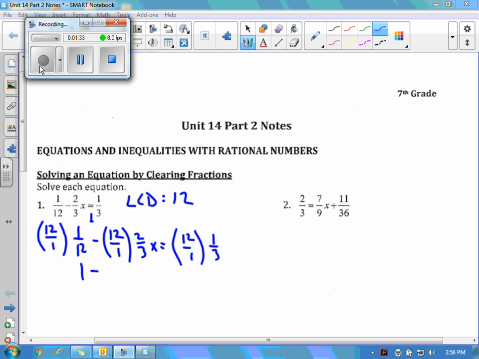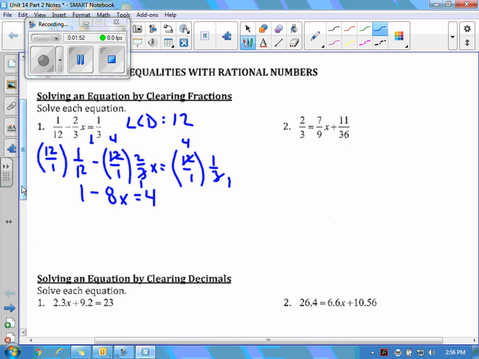Here I can simplify 12 and 3, so 3 divided by 3 is 1. 12 divided by 3 is 4. So when I do that, I'll get 8x. And then 3 divided by 3 is 1. 12 divided by 3 is 4. So on the other side, I'll get 4. So now I've cleared the fractions, and it's just a 2-step equation.